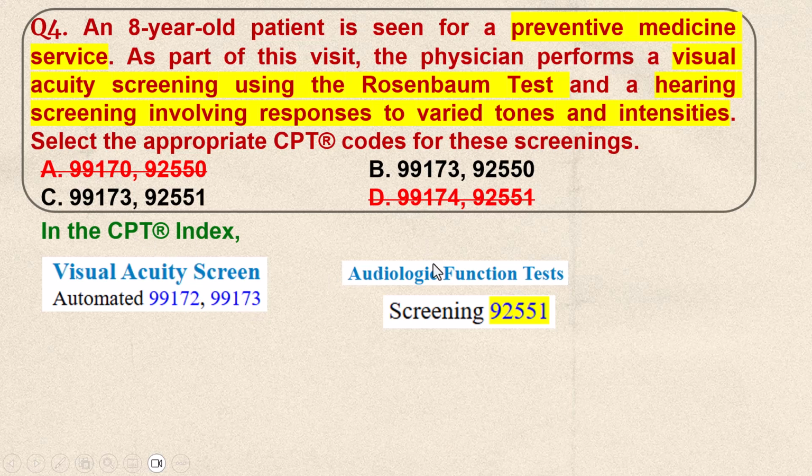The second part of the question, audiology function test, that is the index. Go to the subcategory screening, 92551. Again, go back to the tabular list and confirm the answer. Once you confirm the answer, the correct answer will be answer C.